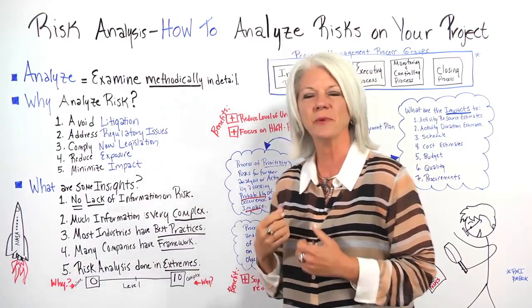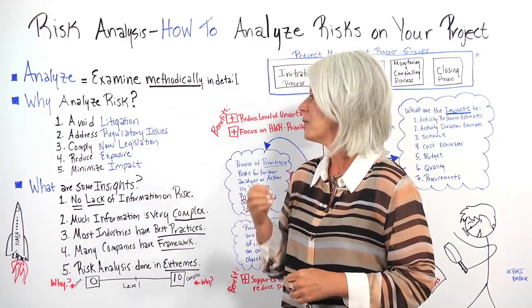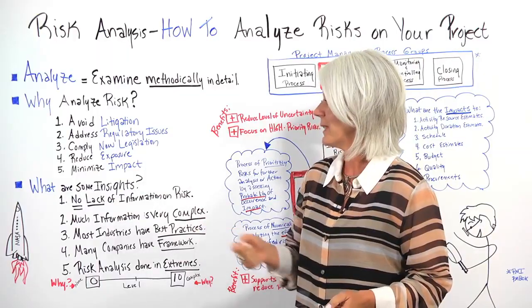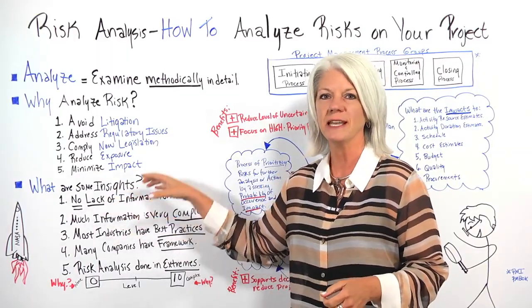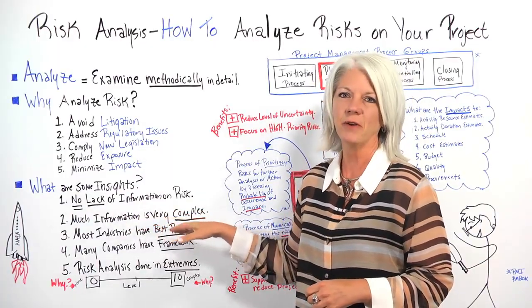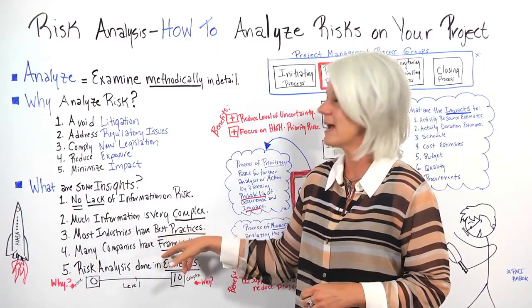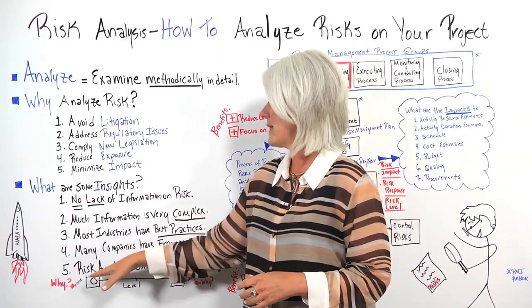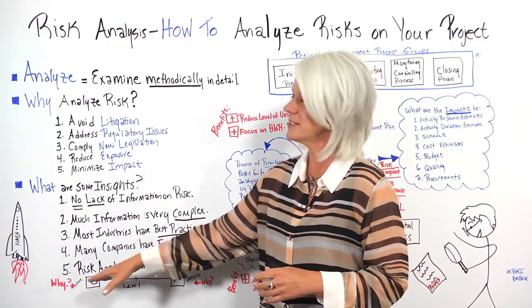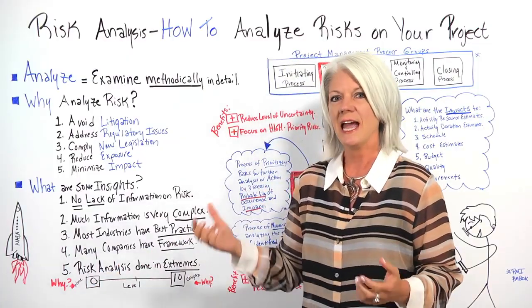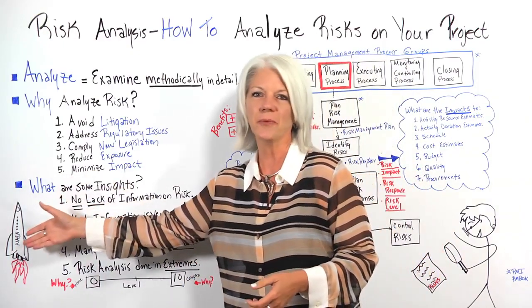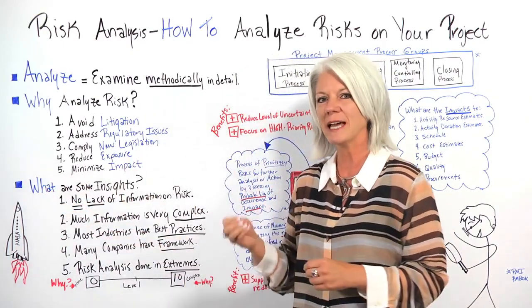So what are some insights that we've had in working with so many projects? Well, first of all, we found that there's no lack of information out there about risk. But sometimes much of the information is very complex and can be quite intimidating. Most industries have their own best practices and many companies have their own framework. And we found that risk analysis can be done to extremes. On some projects, it's not done at all because they feel like they don't have any risk. And then on some projects, it's done to the nth degree. I mean, think about it. If we're sending a rocket to the moon with astronauts, we want to protect those people.